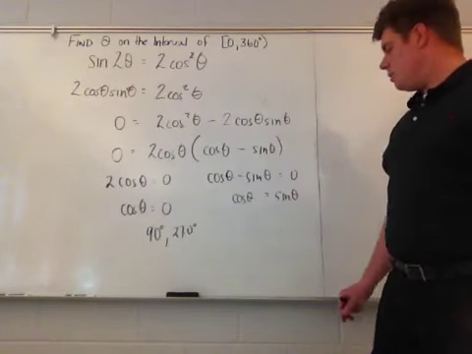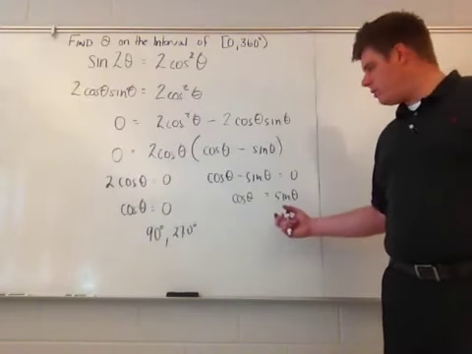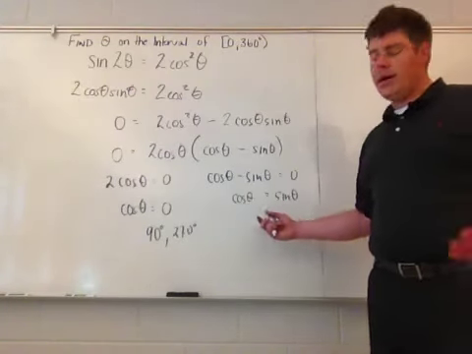Now I'm going to divide both sides by cosine theta. The special thing about that is that it produces a value of 1. And 1 is a very important number in mathematics. If I can produce 1, that's sometimes what I want to produce.